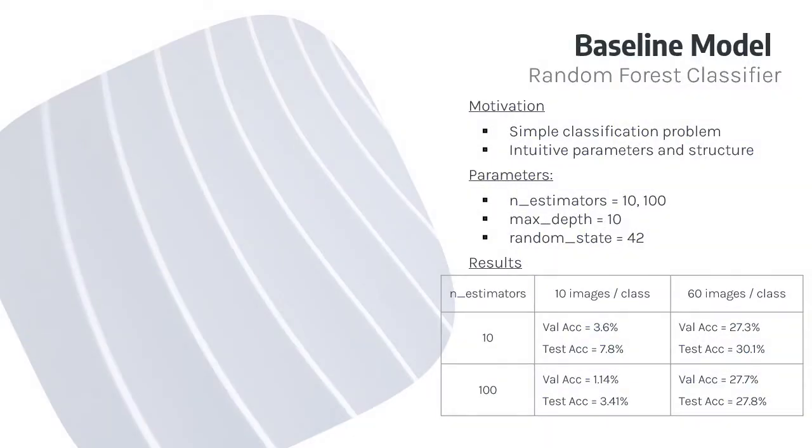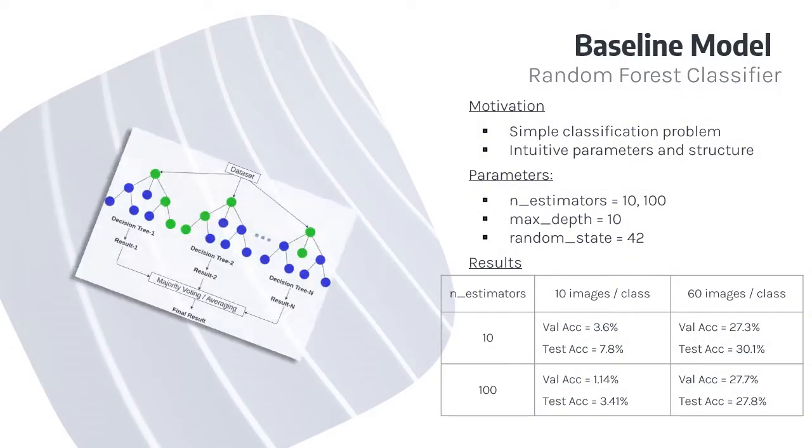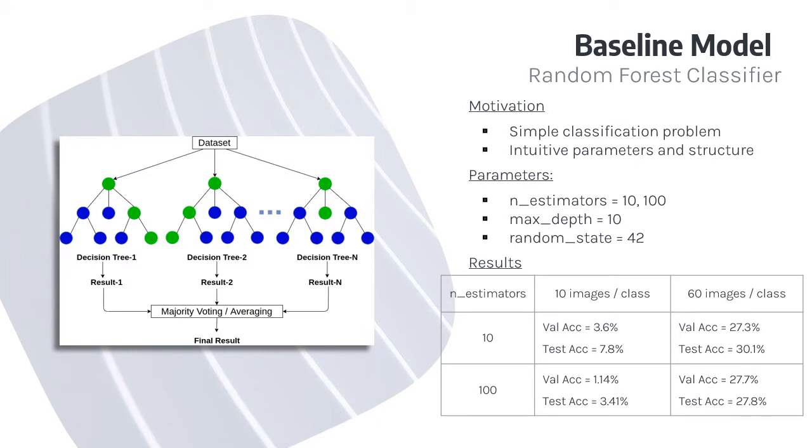The chosen baseline model was PyTorch's random forest classifier. It was chosen because of its intuitive majority voting method of returning a classification given an input. N estimators is the number of trees in the forest, depth is the max number of branches in each tree, while random state allows for reproducibility of results.